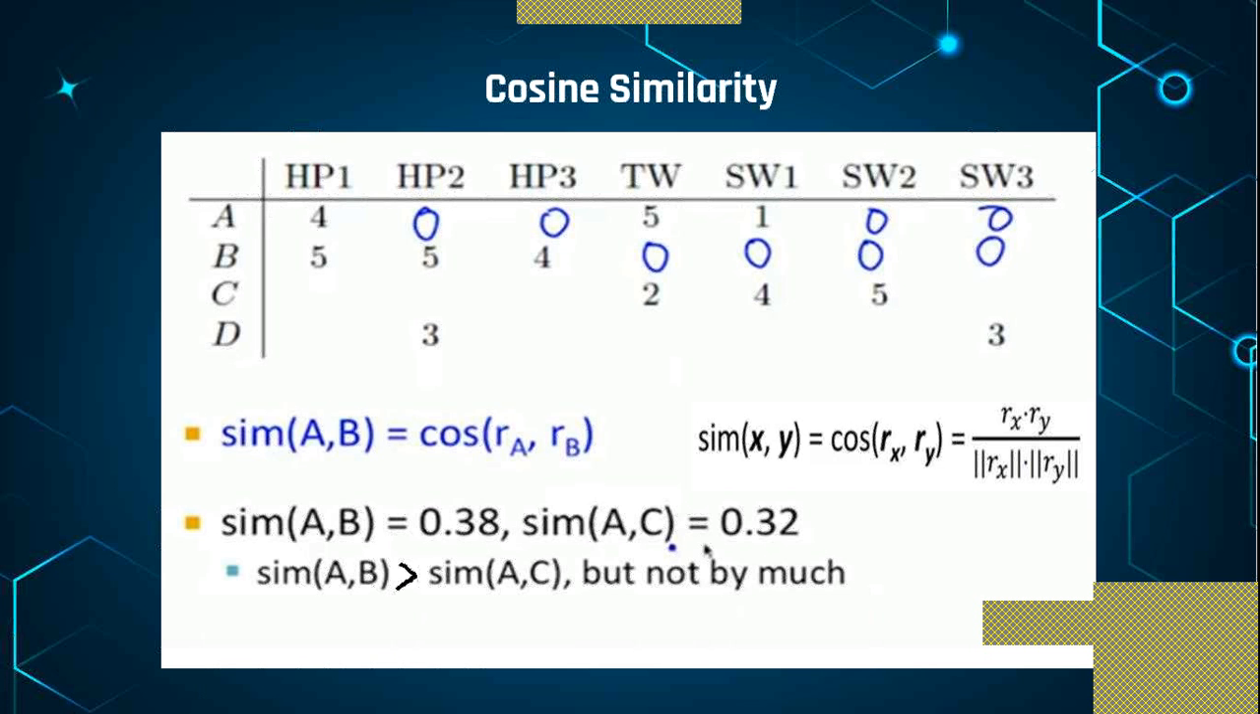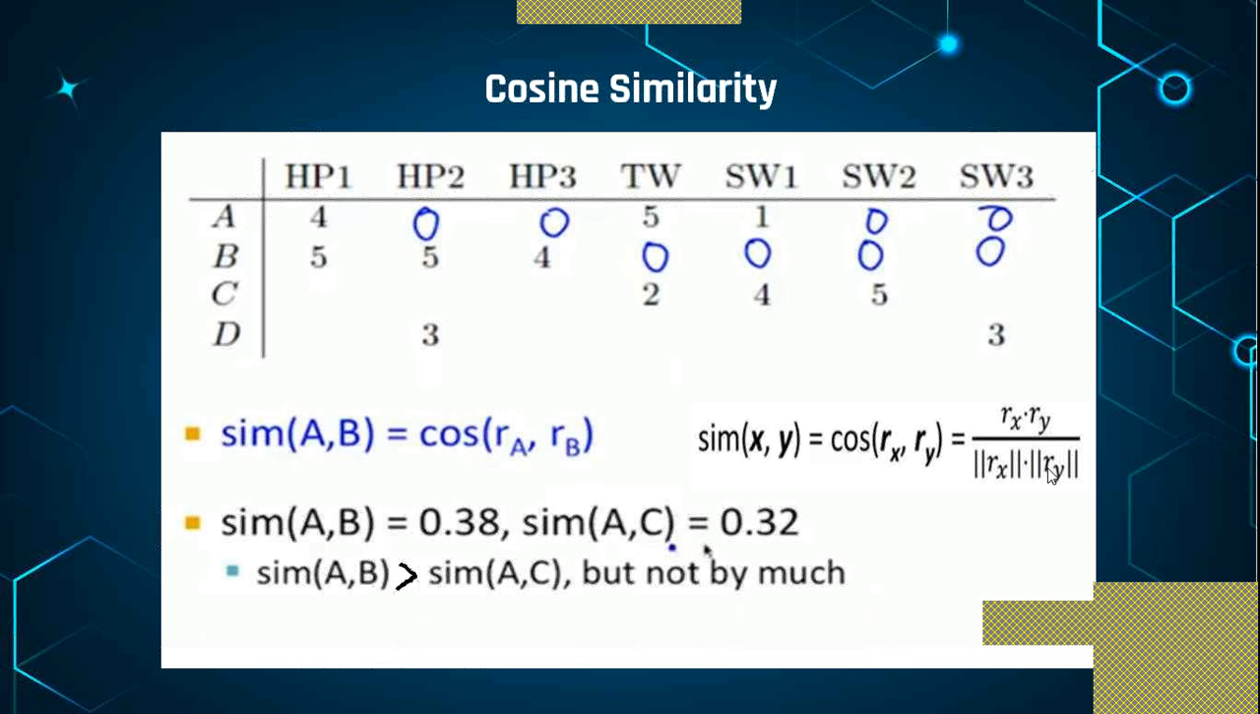Okay, so when you use the cosine similarity, the similarity between A and B is equal to cos of RA and RB. So what are RA and RB? RA is the vector of ratings given by user A, and RB is the vector of ratings given by user B. So how do we solve this cos(RA, RB)? There is a formula: Rx dot Ry divided by mod of Rx into mod of Ry.